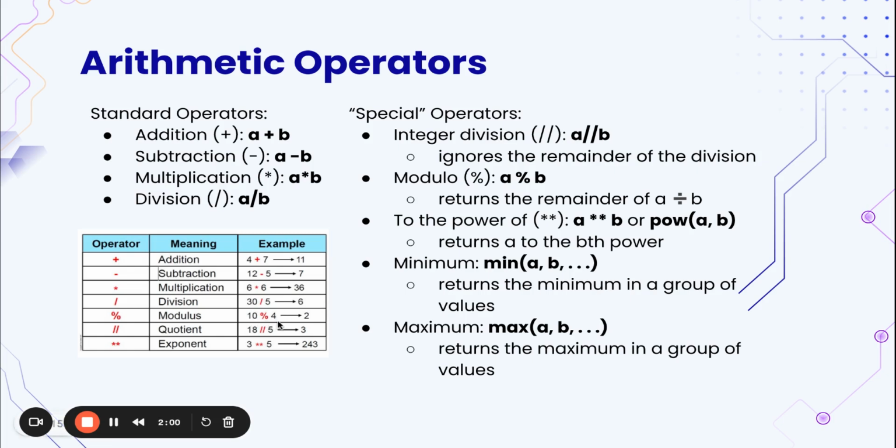10 mod 4, our result is 2. 18 integer division 5, we get 3, because 3 times 5 is 15. And 5 times 4 is 20, so that wouldn't work. So the most we could get out of 18 integer division 5 would be 3. And then 3 to the 5th power is 243.